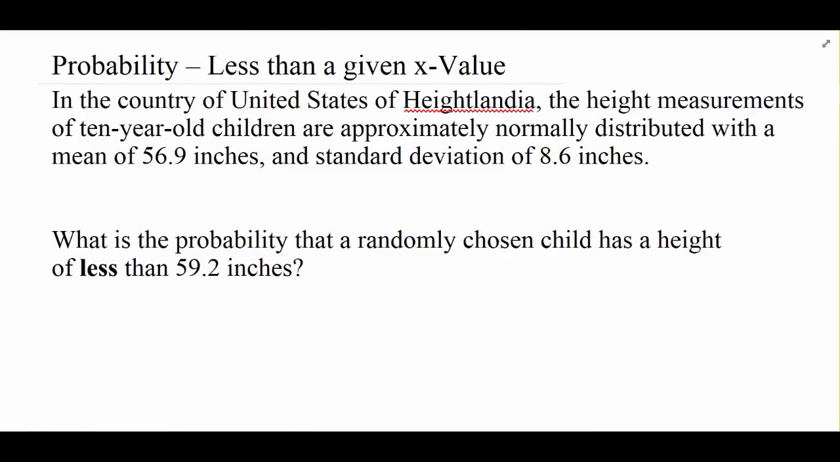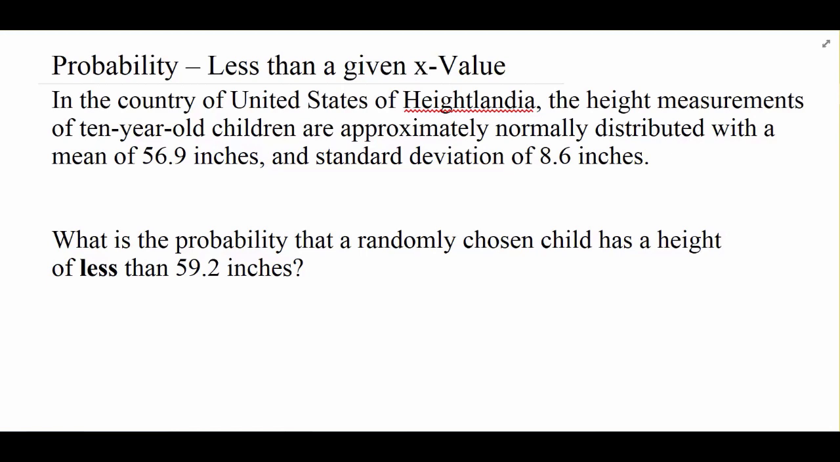Now, what if the value that you're looking at isn't on the standard normal distribution? So here's an example of that. Here in this country, the United States of Heightlandia, the height measurements of 10-year-old children are approximately normally distributed with a mean of 56.9 inches and a standard deviation of 8.6 inches. And we want to know what's the probability that a randomly chosen child has a height of less than 59.2 inches. And so what we need to do in order to figure that out is we need to look at the z-score. And so that's the big thing, that if you're not given the z-score, you got to calculate it.